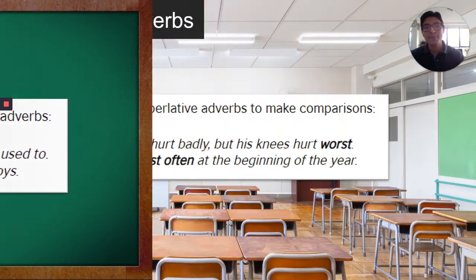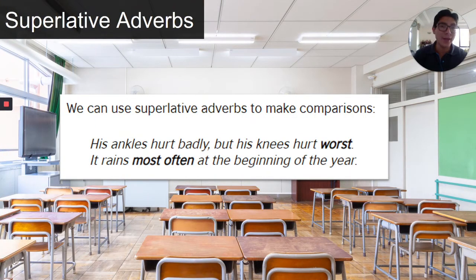Now, here we have superlative adverbs. We can use superlative adverbs to make comparisons. His ankles hurt badly, but his knees hurt worse. Here I am highlighting one specific part of the body that hurts really bad. It rains most often at the beginning of the year. I am talking only about a portion of the year, and I am highlighting the characteristic of that portion of the year.